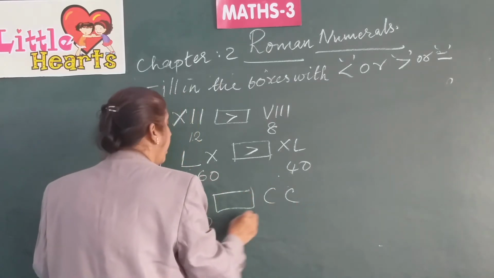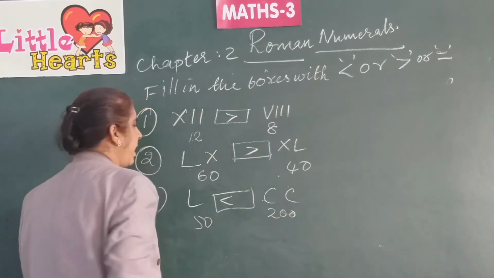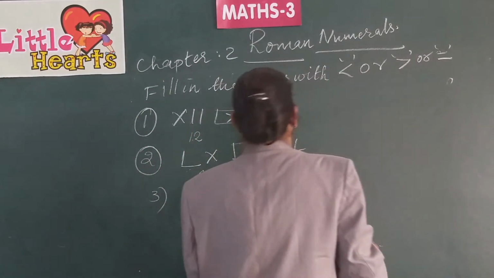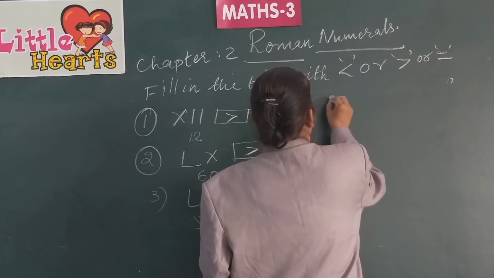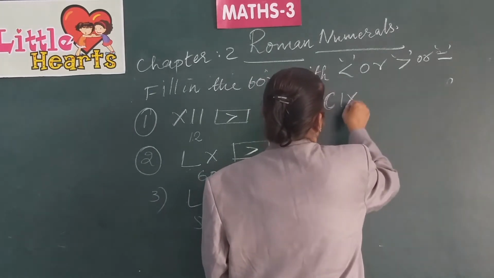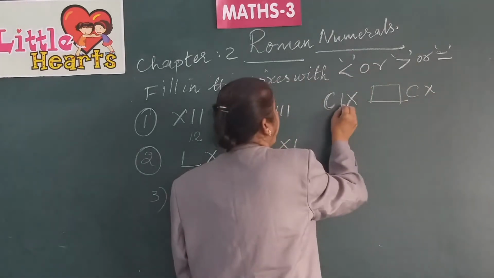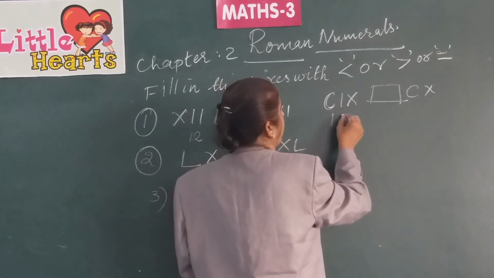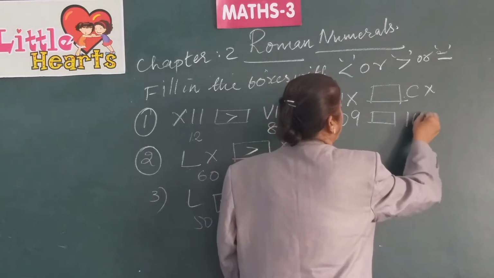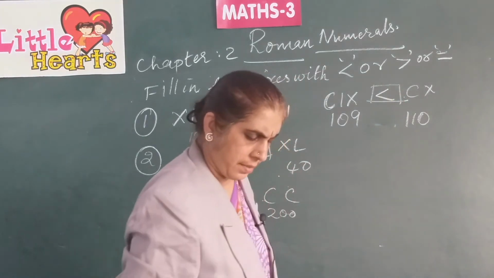L is 50, C is 100. 100 plus 100 is 200, so L less than CC. CIX and CX. IX is 9, C is 100, so 109. CX is 110. So this is less than this.